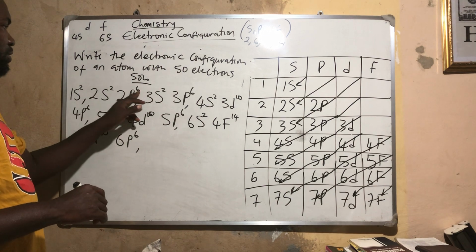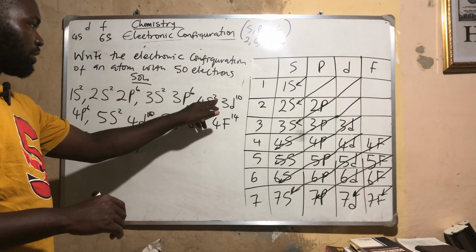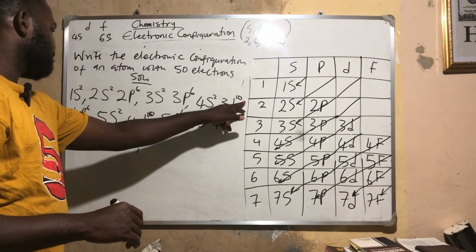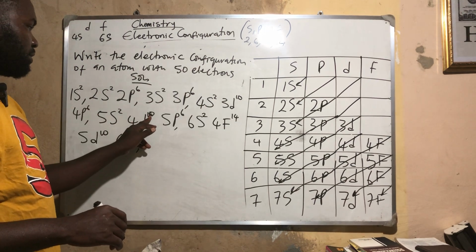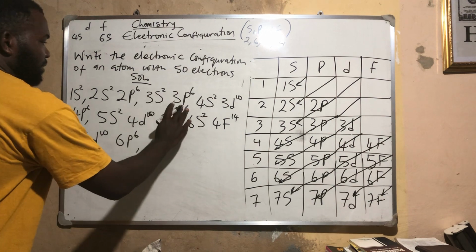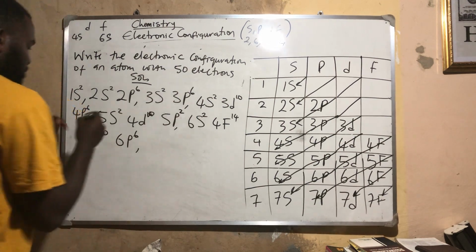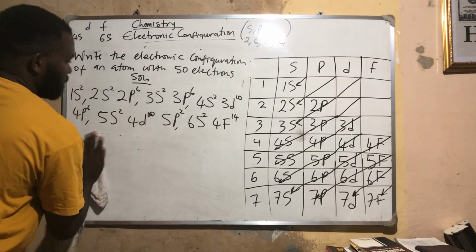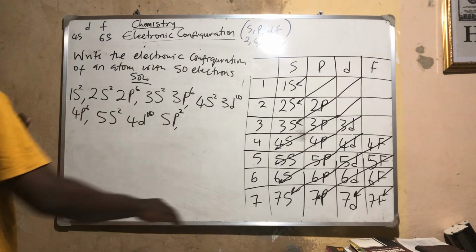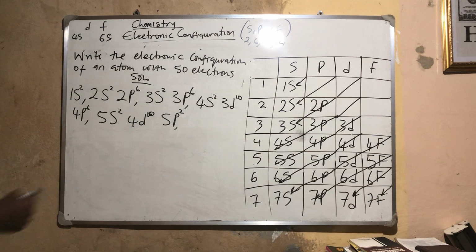Now add it up to know if it has reached 50. 2 plus 2 plus this is 10. 10 plus another 10 is 20, 30, 38, 48. So we have even written more than that. 50 ends here.